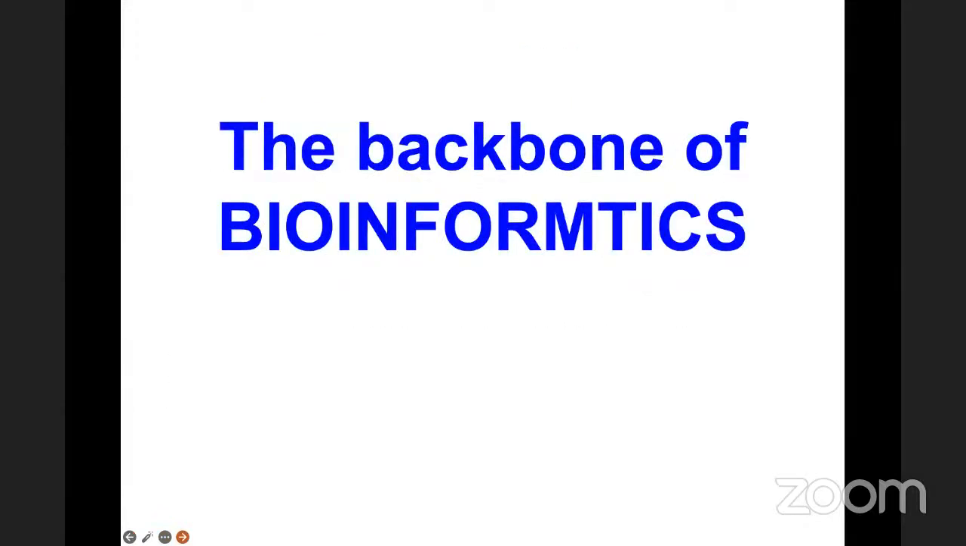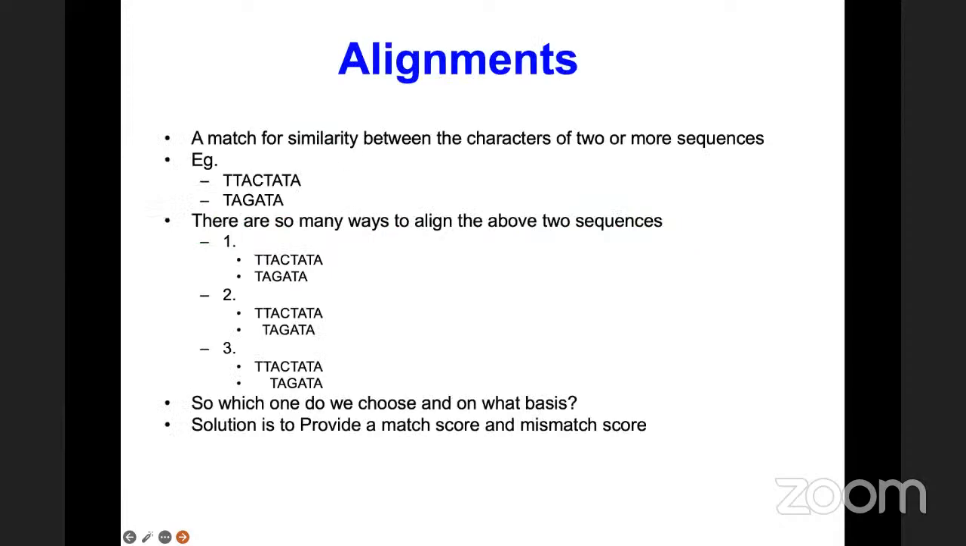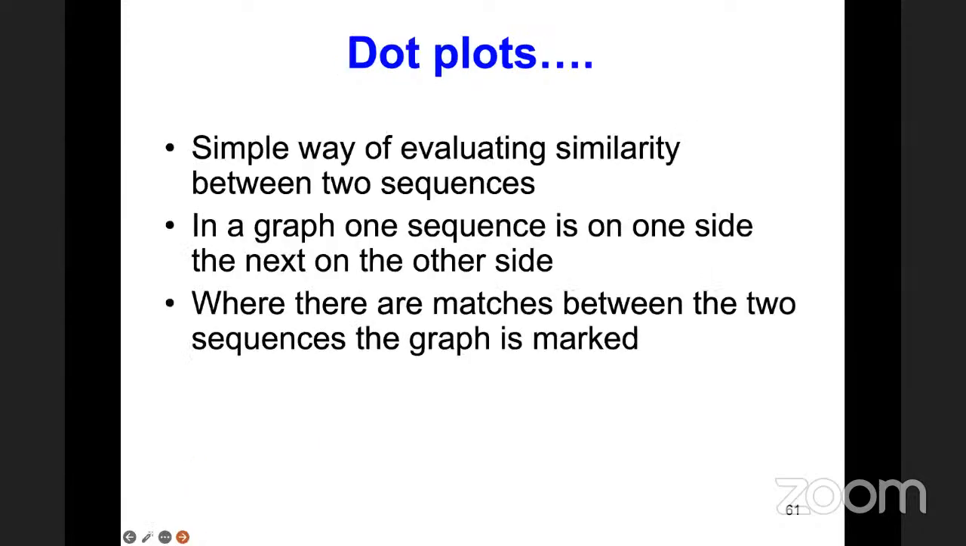Now, the backbone of bioinformatics is what? It's only sequence similarity. Whatever any bioinformatician does, whether it's genome assembly, SNP identification, GWAS analysis, phylogenetic analysis, evolutionary analysis, or structure prediction, everything is based on sequence similarity. If two sequences are very much identical with each other, it's a known fact that they perform the same function. But this alignment is basically algorithm based.